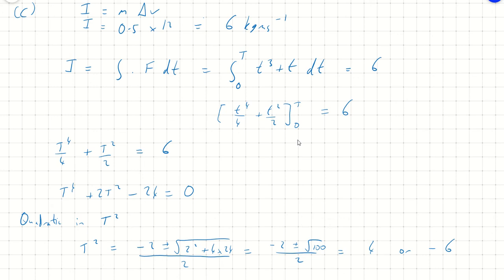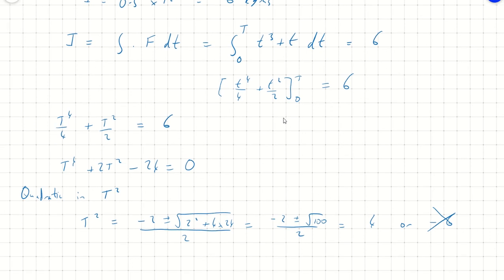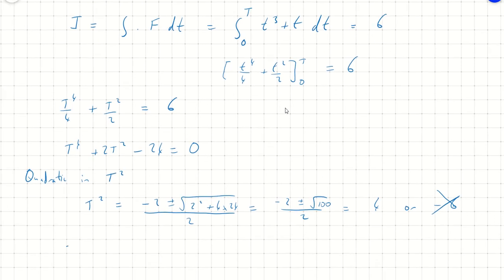Well, minus 6 is not a solution because this is T squared, and T squared can't be a negative number, so that means our only solution is T squared is 4. T squared equals 4, which implies that T equals plus 2 or minus 2. Well, minus 2 is impossible because we're not going backwards in time, so that's not our solution. So our time is 2 seconds.